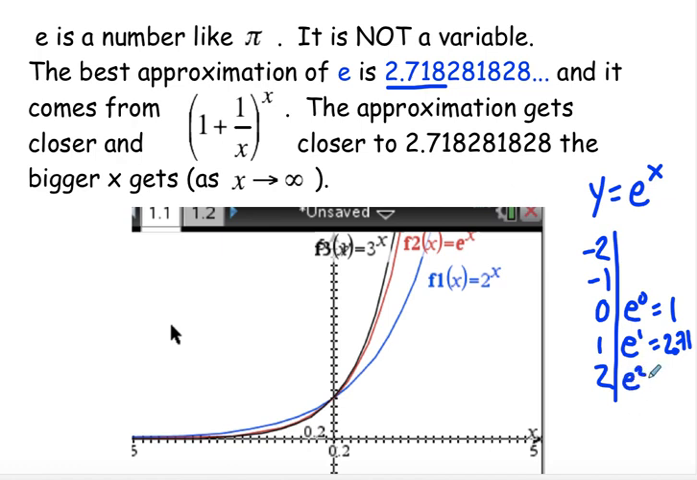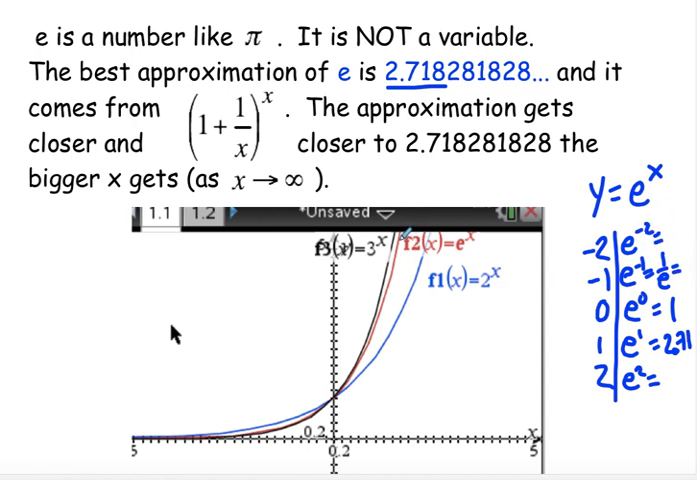Then you can type in your calculator e to the second. E to the negative first would be 1 over e, so that's 1 divided by 2.71. You can figure that out in your calculator. So it's still graphable, it's still doable.